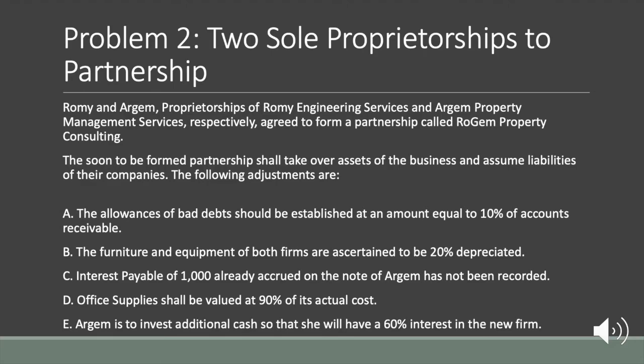So the following adjustments are: first is the allowance for bad debts should be established at an amount equal to 10% of accounts receivable. Next is the furniture and equipment of both firms are ascertained to be 20% depreciated. Interest payable of 1,000 already accrued on the note of Argem has not been recorded. Office supplies shall be valued at 90% of its actual cost. Argem is to invest additional cash so that she will have a 60% interest in the new firm.